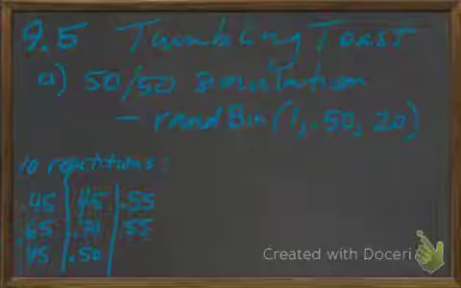Number 5 is the tumbling toast problem, where your toast either falls down on the dry side or the butter side. And in order to test the guy's theory that it's usually butter, we're going to first assume that it's 50-50 and see what kind of variation we get with assuming 50% chance of something happening.